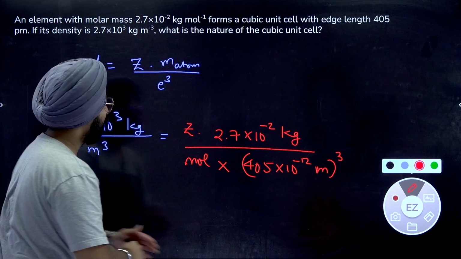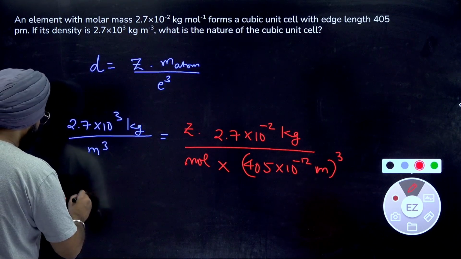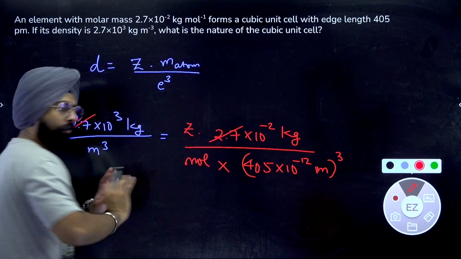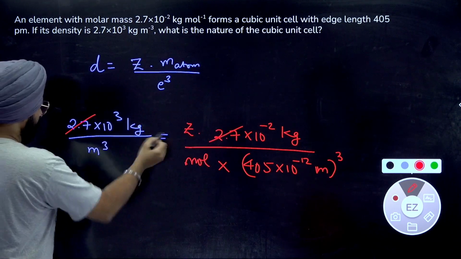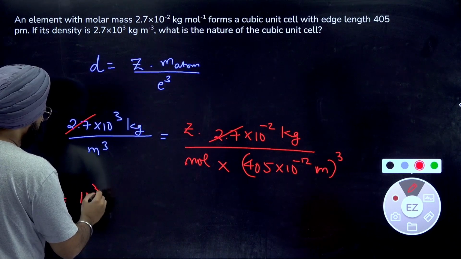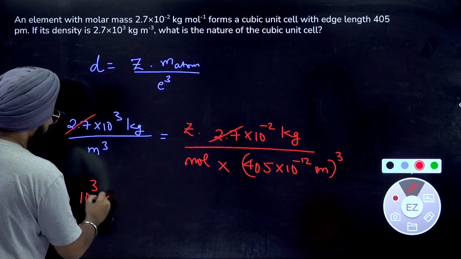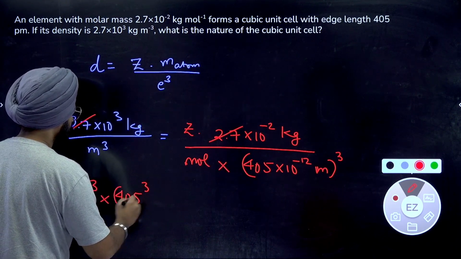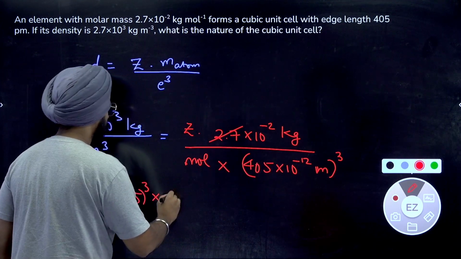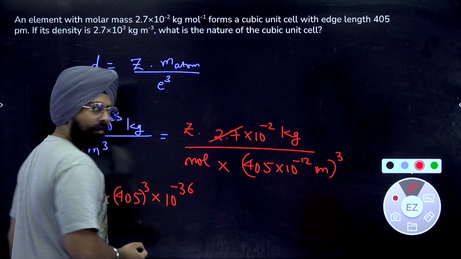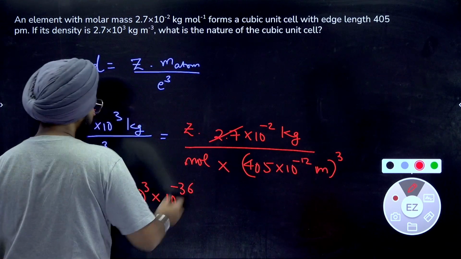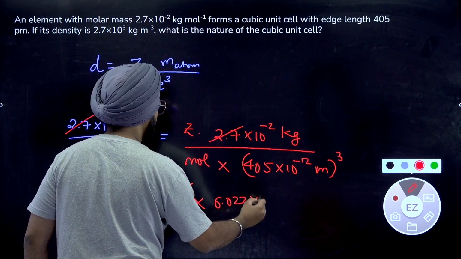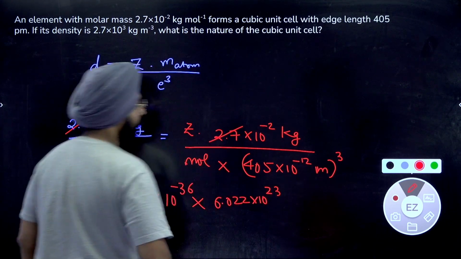Let's just write all the numbers. Z will be equal to 2.7, and 2.7 cancels out. Simple. This will be equal to 10 to the power 3 into 405 cubed into 10 to the power minus 36, because 12 into 3 is 36. Then you have 1 mole, that is 6.022 into 10 to the power 23.